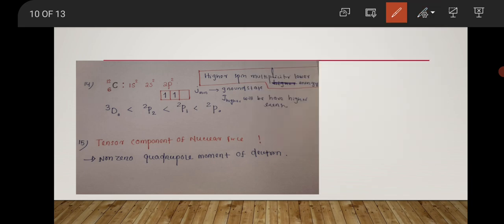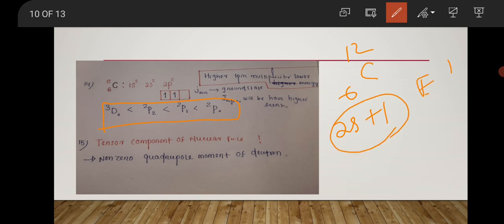So the question was like, for carbon 6C12, after the LS coupling you will get the term symbol like this. I think this was the term symbol. So what will be the correct order of the energy? Okay, so as you know, if the spin multiplicity 2S plus 1 is higher, then it will be low energy.